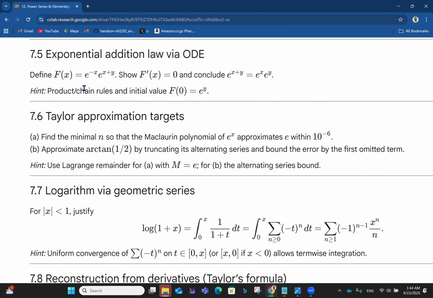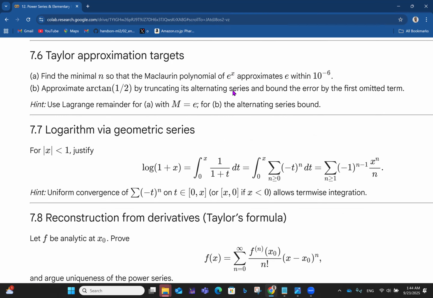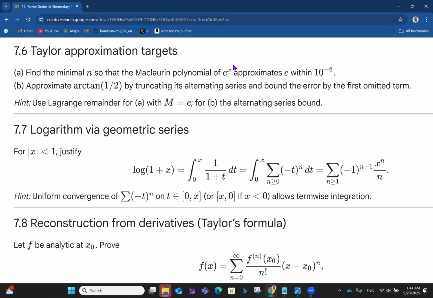Hence, you can use the product or chain rules and initial value f of 0 equals e raised power y. Then you have Taylor approximation targets. So here you want to find the minimal n so that the Maclaurin polynomial of e raised power x approximates e within 10 raised power minus 6.